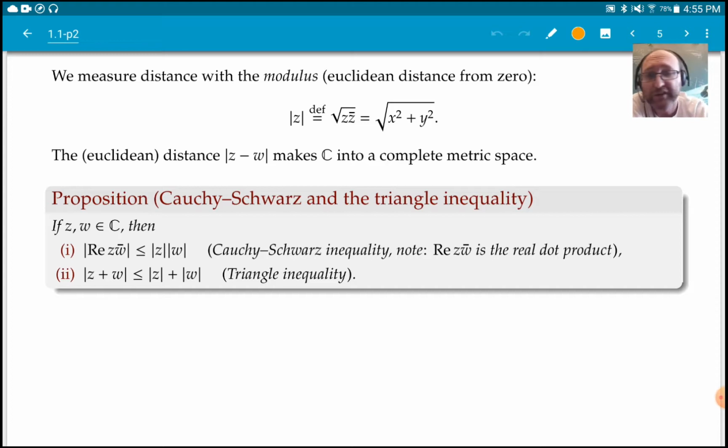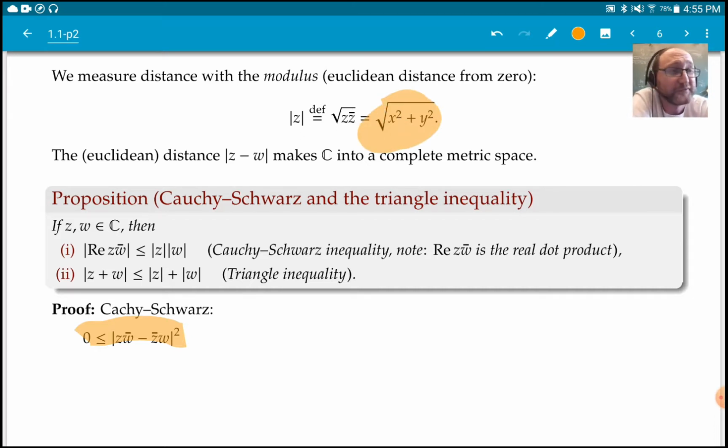And using Cauchy-Schwarz, we get the triangle inequality. So let's prove it. We start with this thing, which is supposed to be the positive square root of x squared plus y squared. So it's non-negative at least, right? So yeah, that's the inequality. That will end up being the Cauchy-Schwarz inequality if we muck around with this thing, right?